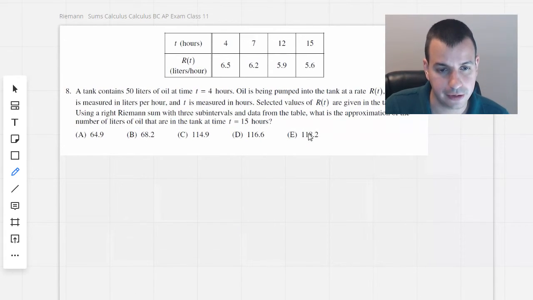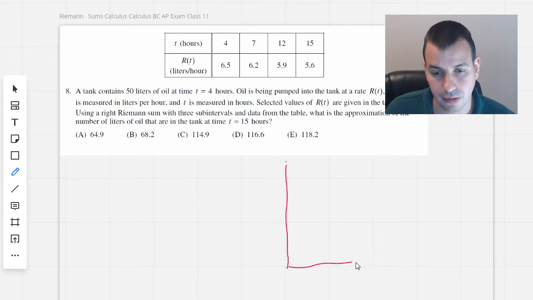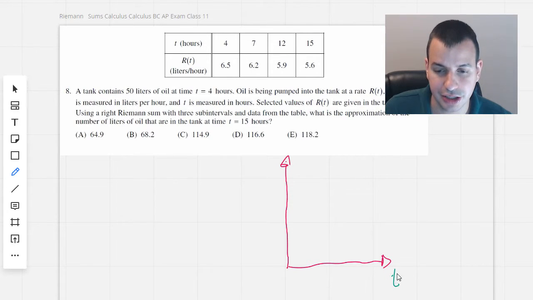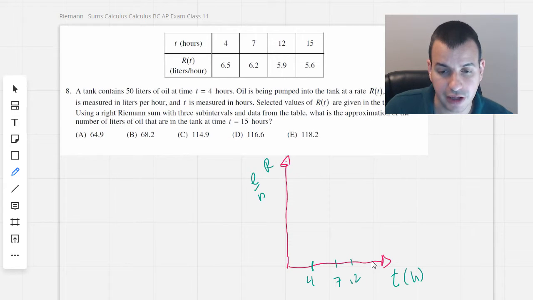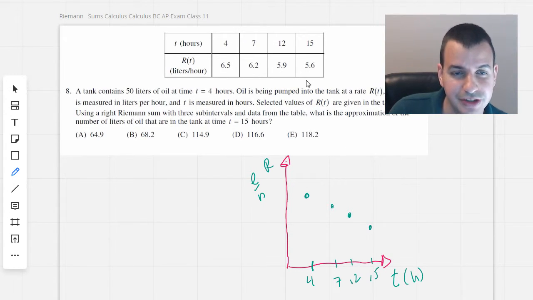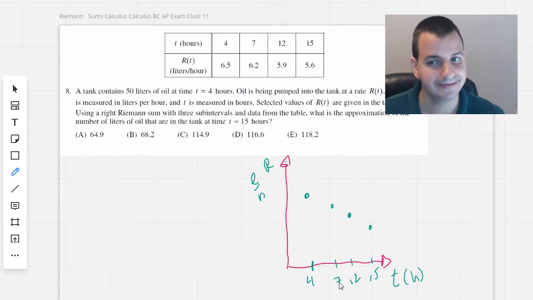So I'm going to draw this up real quick. So we have some sort of graph like this. I can do that second line better. There we go. That's a little bit better. And what we'll have then is t on this side measured in hours, and we will have liters per hour, which is our rate, up here. And so we have 4, 7, 12, and 15 here. And we have 6.5, a little bit less, and finally at 5.6. And so I drew them kind of in a straight line. I don't think they're actually supposed to be in a straight line, but that's okay. And also, the biggest difference here is between 7 and 12, and that looks like I drew it as the smallest, not drawn to scale.